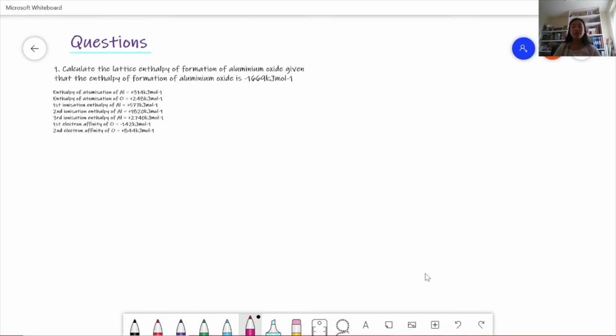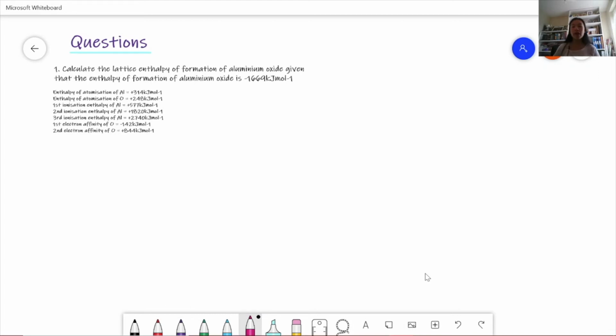So now we're going to move on to some questions. So for number 1, calculate the lattice enthalpy of formation of aluminium oxide, given that the enthalpy of formation of aluminium oxide is minus 1,669 kilojoules per mole. So for my example, I started with writing out all the equations from the definitions of the enthalpy changes. And after you get some practice and you have a bit more of a go at these kinds of questions, you probably won't need to do that anymore. So I'm just going to start constructing the cycle straight away.